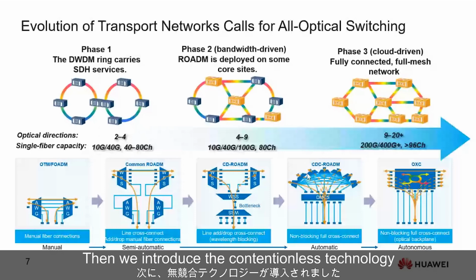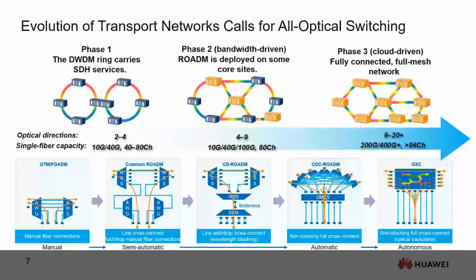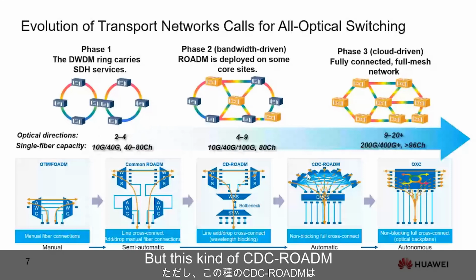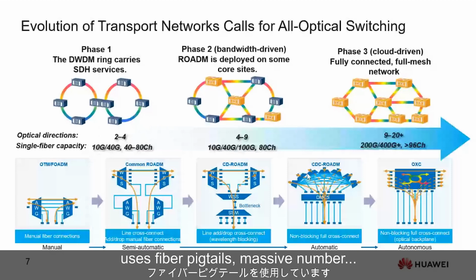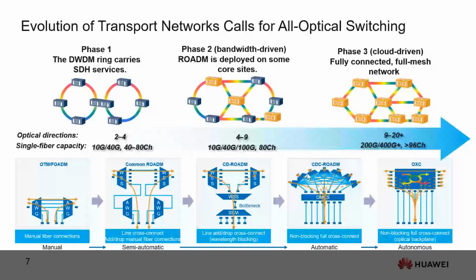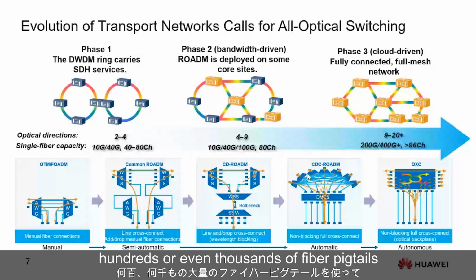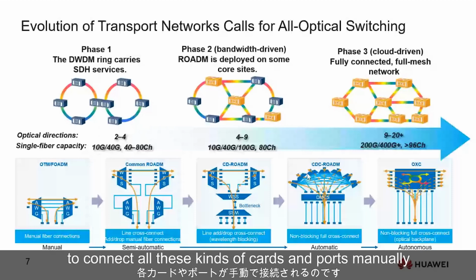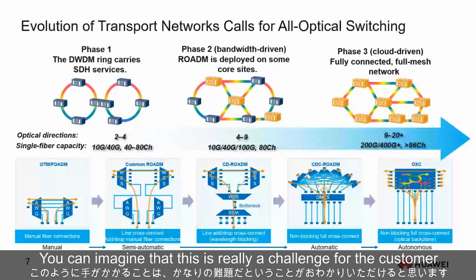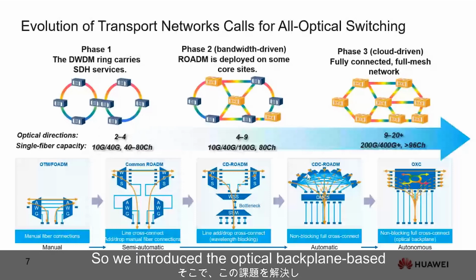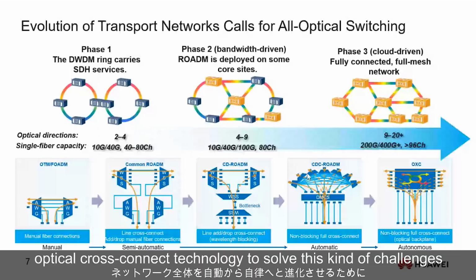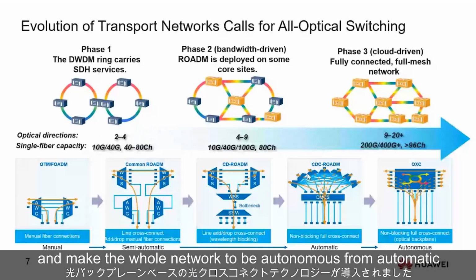So then we introduced the contentionless technology. But this kind of CDC ROADM uses massive numbers of fiber pigtails, hundreds or even thousands, to connect all these cards and ports manually. So you can imagine that this is really a challenge for the customer. So we introduced the optical backplane based optical cross connect technology to solve these challenges and make the whole network go from automatic to autonomous.